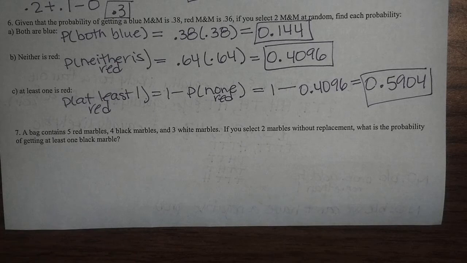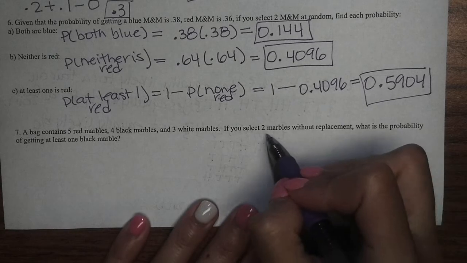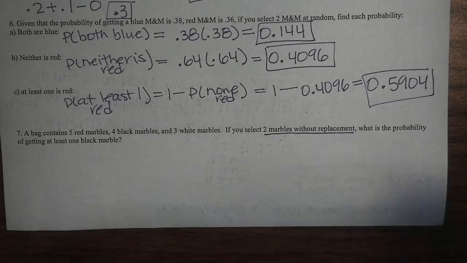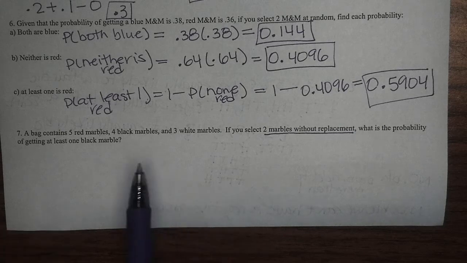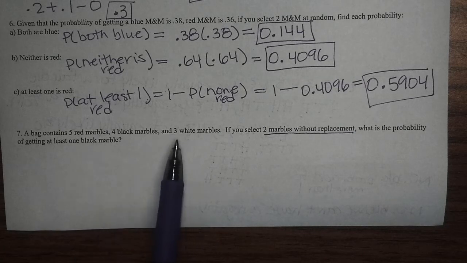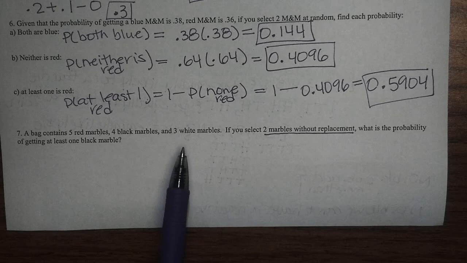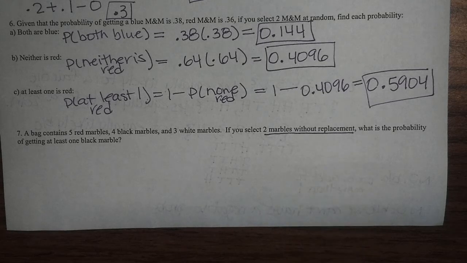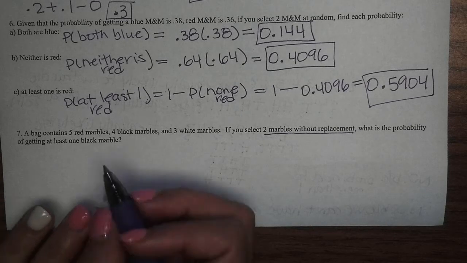And then finally, our last example is number 7. A bag contains 5 red marbles, 4 black marbles, and 3 white marbles. If you select 2 marbles without replacement. So with this one, our probabilities are going to change because you have a set number in your sample. So there's only 12 marbles total, and you're not replacing them, so the probabilities will change. The question says, what is the probability of getting at least one black marble?